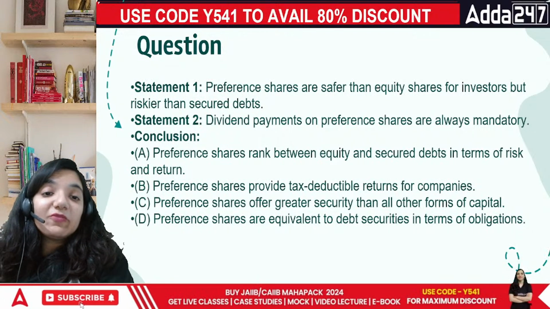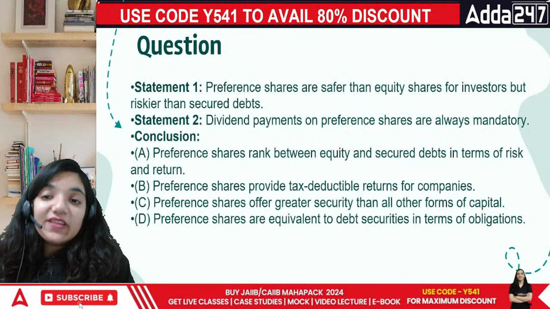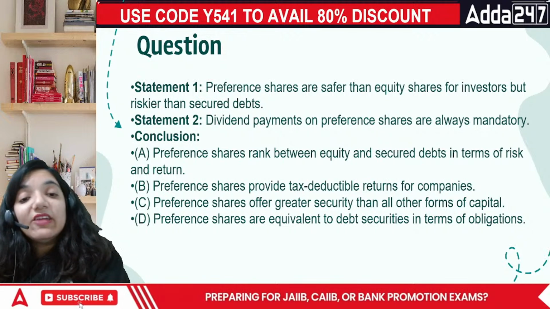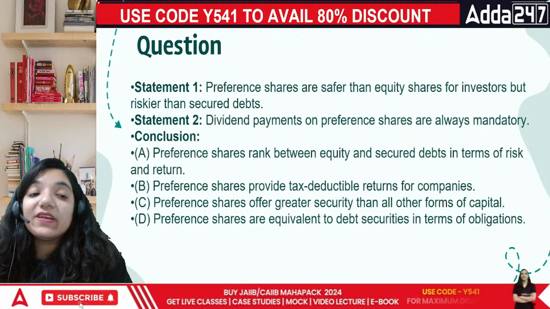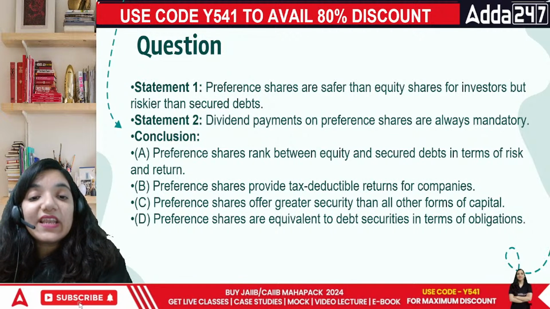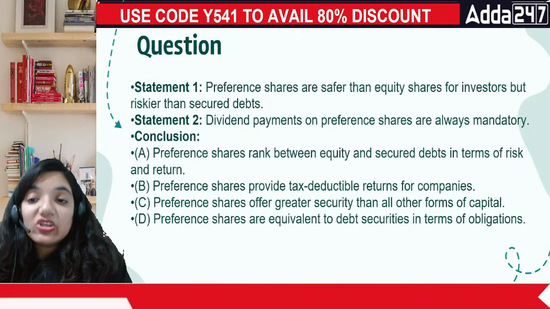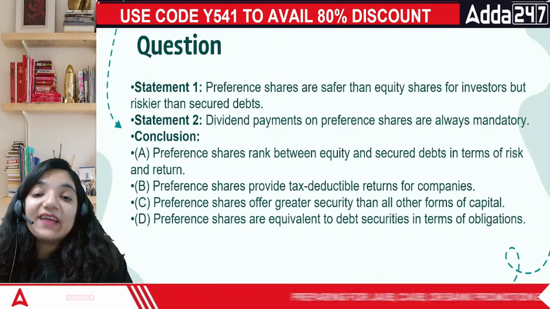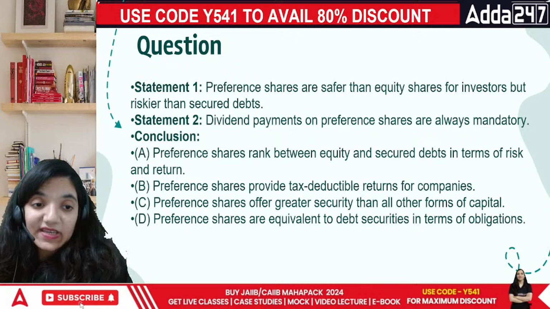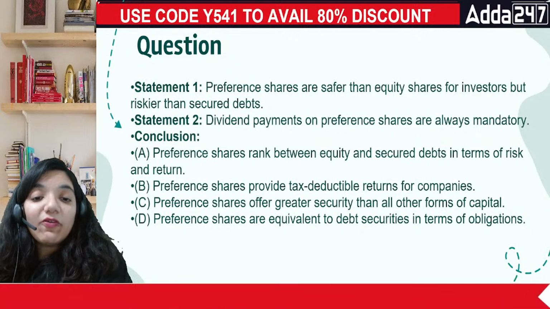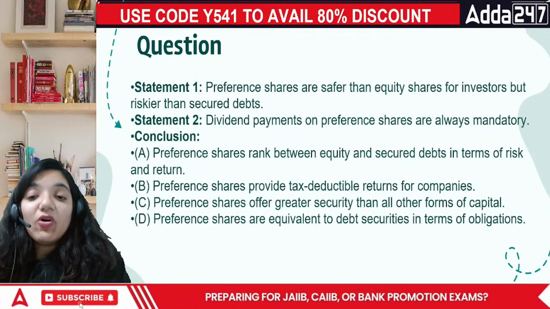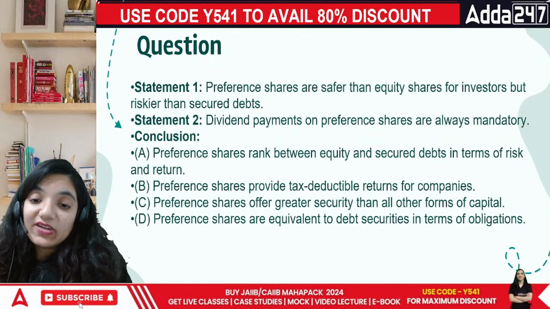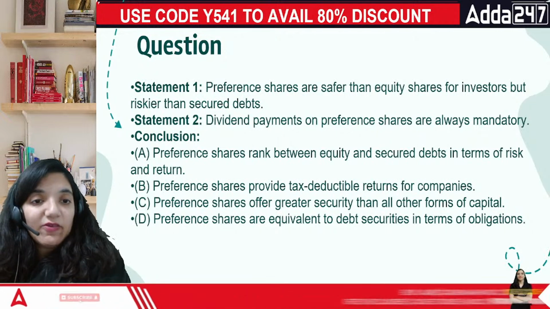Next point, statement 1. Preference shares are safer than equity for investors, but riskier than secured debts. And dividend payment on preference shares is always mandatory. Preference shares rank between equity and secured debts in terms of risk and return. Preference shares provide tax deductible returns for companies. Preference shares offer greater security than all other forms of capital. Preference shares are equal to debt securities in terms of obligations. Everyone, what's going to be the answer?